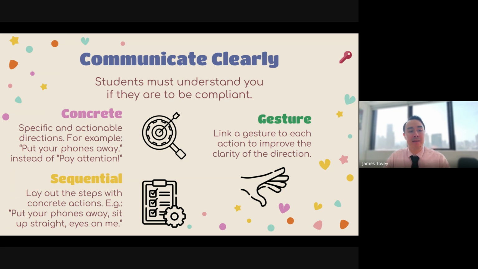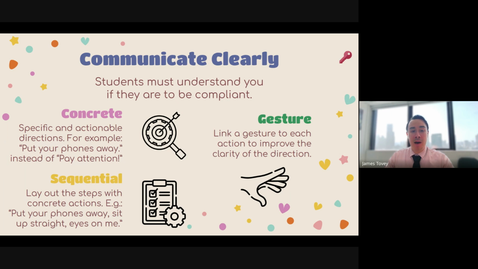Sequential. So lay out the steps with those concrete actions. So you could go, put phones away, sit up straight, eyes on me. We're going to listen. I'm going to go through this slide. I'm going to ask a few questions. That sort of thing. Give them steps, all concrete actions that you can observe as well. And we'll get into that in the visibility section as well.